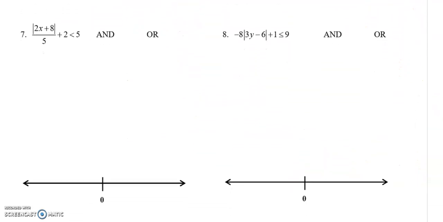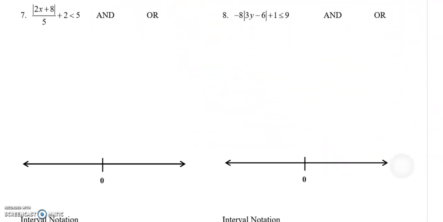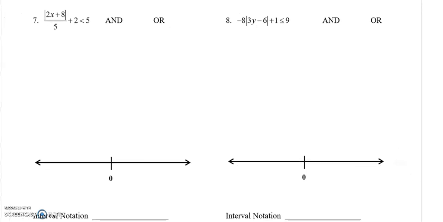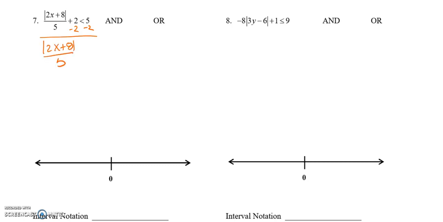Number 7, we got a lot to get rid of on number 7. First thing we want to do is get rid of the 2. So we're going to subtract 2 from both sides. That gives us the absolute value of 2x plus 8 divided by 5 is less than 3. Then we're going to multiply both sides by 5. Now we have the absolute value of 2x plus 8 is less than 15.